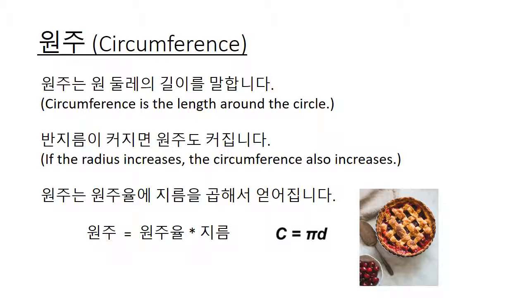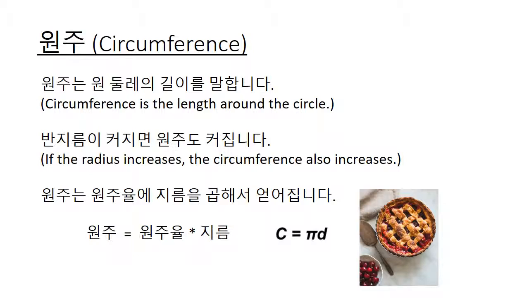Now let's take a look at the definition of circumference. 원주는 원 둘레의 길이를 말합니다. Circumference is the length around the circle. 반지름이 커지면 원주도 커집니다. So if the radius of the circle increases, the circumference will also increase. 원주는 원주율 곱하기 지름으로 얻어집니다. So you see at the bottom, 원주는 원주율 곱하기 지름, or in English, circumference equals pi times diameter. And we just write this as c equals pi d.